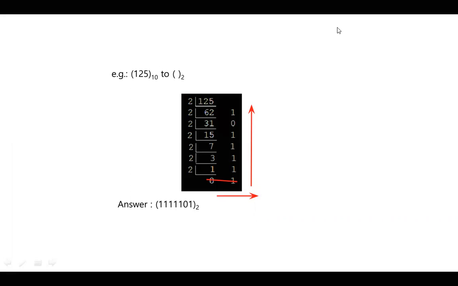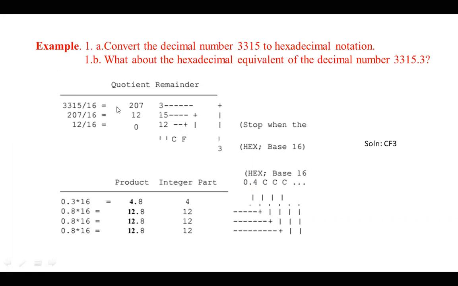So what is the next one? Now next we will take some examples. The first example is to convert the decimal number 3315 to hexadecimal. So 3315 to hexadecimal.